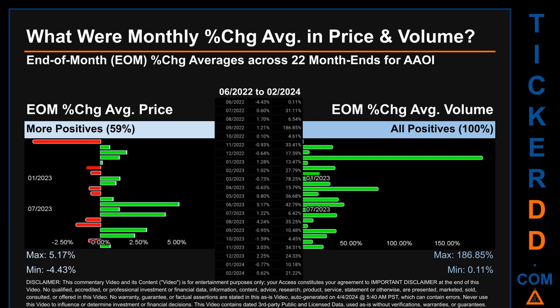What were end-of-month percentage change averages in price and volume for AAOI? The monthly average of percentage change in price and in volume were calculated for each of the 22-month ends. That calculation took daily percentage changes and averaged them for each given month. If a month end came out negative, then it means that the month summarily saw a negative change. From 06/2022 to 02/2024, 13 out of 22 month ends had a positive percentage change in average price. That is, 59% of month ends saw a positive percentage change in average price. In terms of volume, 22 out of 22 month ends had a positive percentage change. That is, 100% of month ends saw a positive percentage change in average volume. Price saw an end-of-month max of 5.17% in average percentage change, along with a minimum of -4.43%. For volume, the maximum and the minimum monthly percentage change were respectively 186.85% and 0.11%.